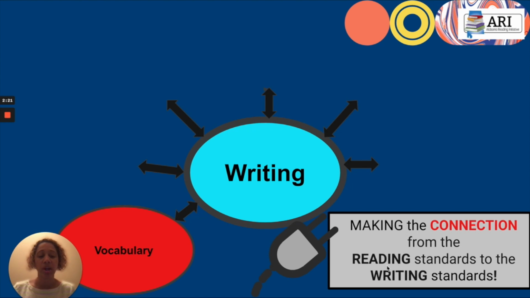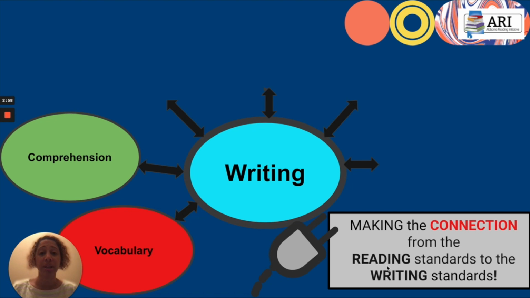Now, we're going to try to make the connection. The reason writing is at the end is because you have to make the connection from the reading standards to the writing standards. So your students have to have already worked on these reading standards in order to strengthen their writing standards. For example, vocabulary. The students have to have a base of words that they can pull from when they are writing. The larger the vocabulary, the more clear and concise as well as detailed their writing is going to be.